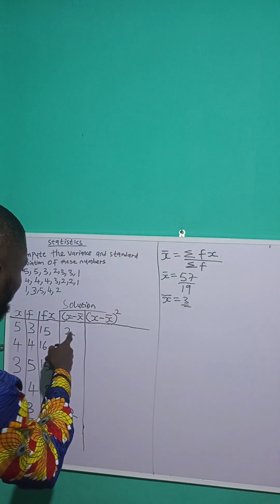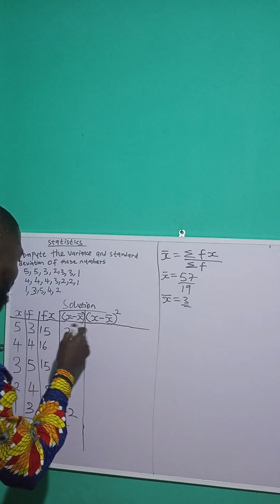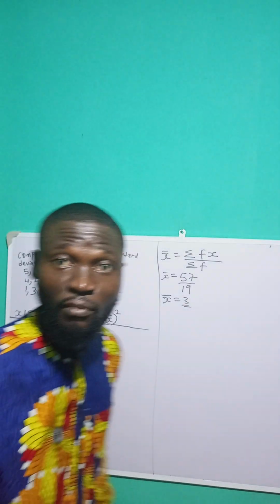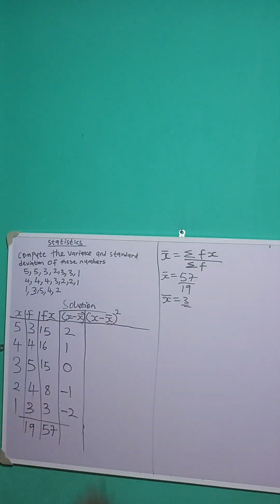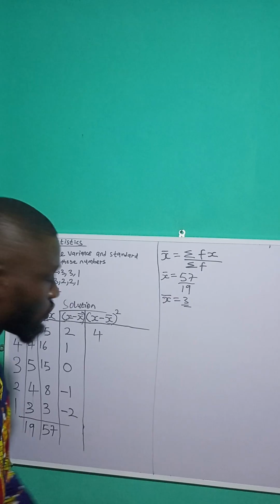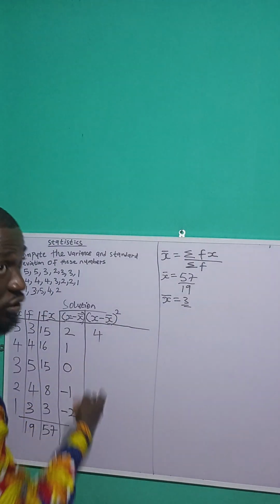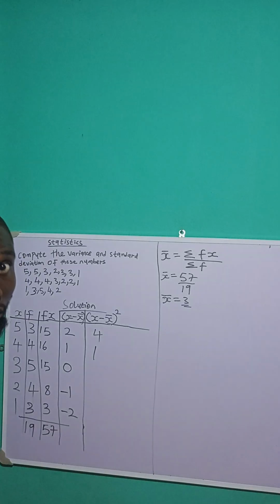So all the numbers here, we'll raise them to the power of 2, and any number raised to the power of 2 is that number multiplied by itself. So 2 raised to power 2 is the same as 2 times 2, and 2 times 2 is 4. So 1 raised to power 2 is what? 1 times 1, which is 1. 0 raised to power 2 is 0 times 0, which is 0.